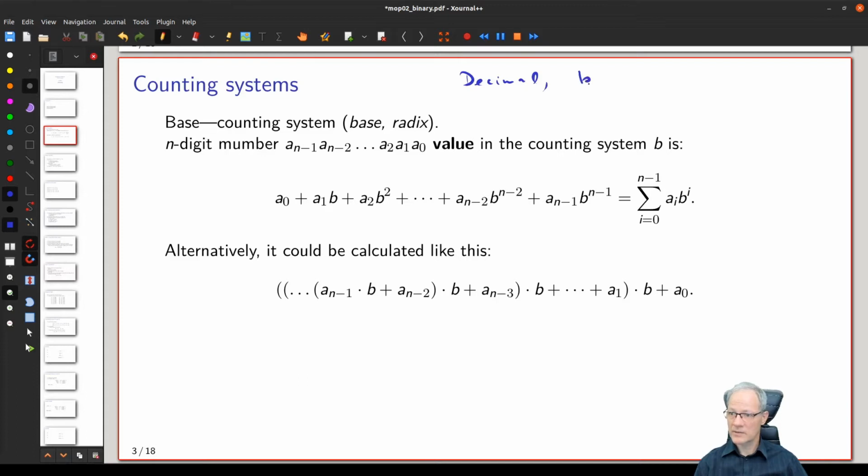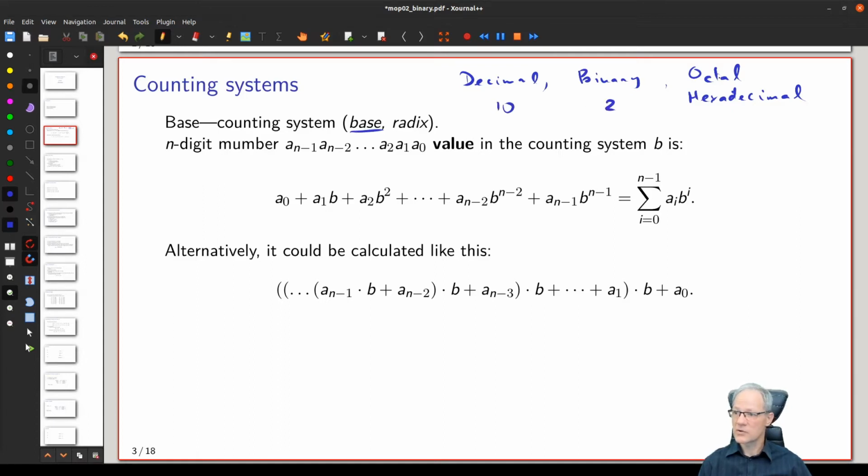We're talking about the binary system. We're talking about octal a little bit, even though I didn't show you how to count in octal. And we will be talking about hexadecimal as well today. Right?